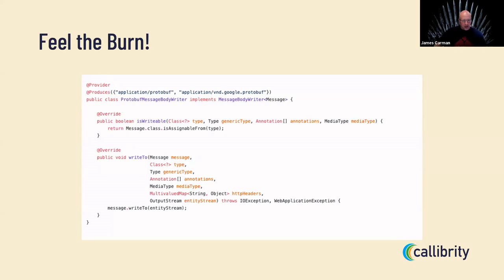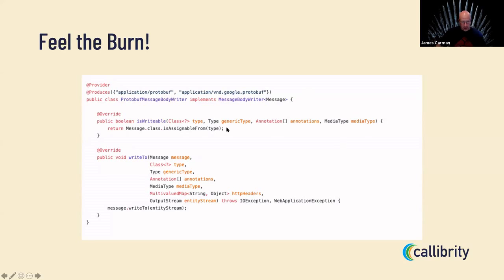And then the isWritable method, you can make decisions based on these other fields here about what you want to do. So it gives you a bunch of information. The type is the actual type. So for instance, if it was list of persons, here you would get a list.class object. List.class would be the type. The generic type would be a parameterized type object that says list, with the parameter type being person. So you get all this stuff handed to you so you can make decisions about whether you're able to support this thing, right?